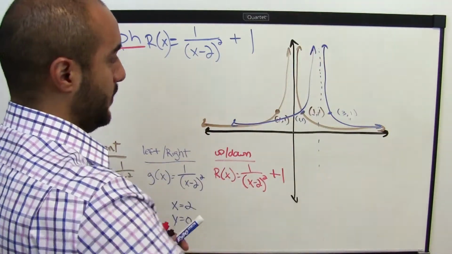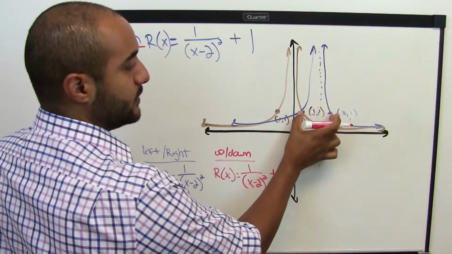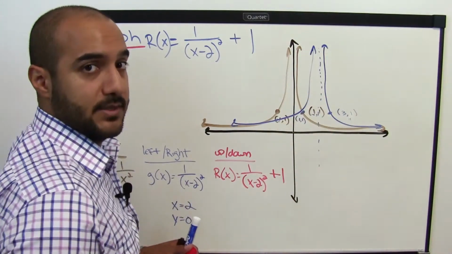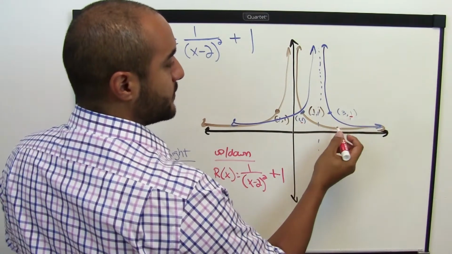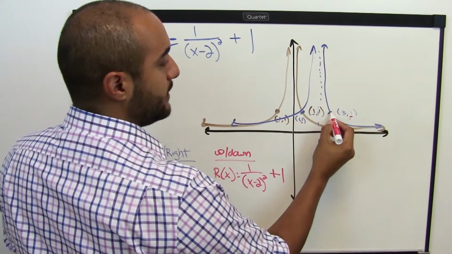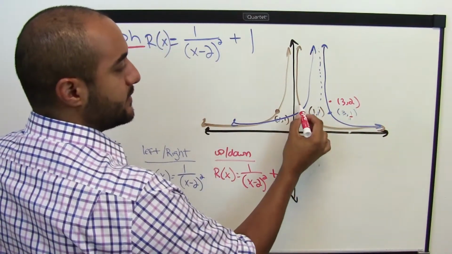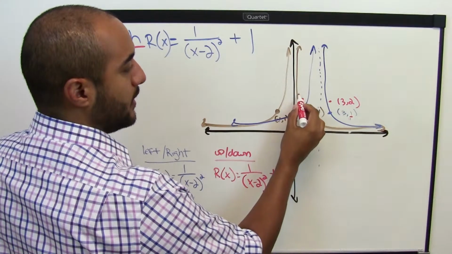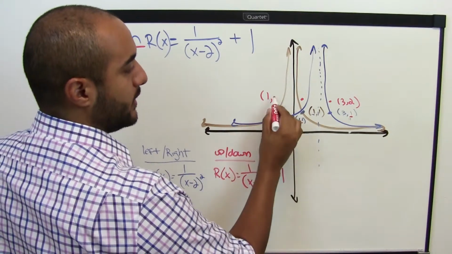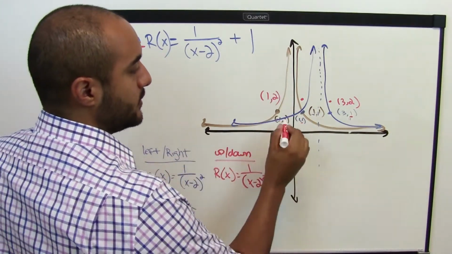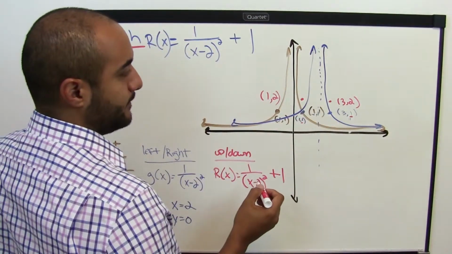Remember, for your y's, it's whatever's happening there. So these 2 points will get shifted up how many units? 1 unit up. So I only care about my y points right now. So instead of 3, 1, it becomes 3, 2. And this becomes 1, 2.